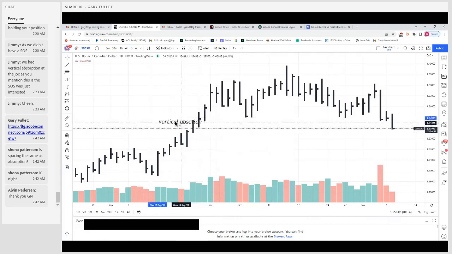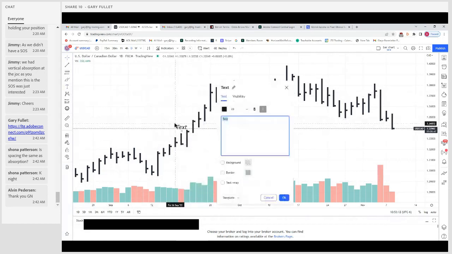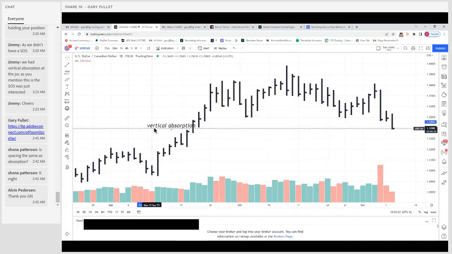It's not spelled correctly, so let's spell that correctly so we don't get beat up for it. We call this vertical absorption in the market. The closes tend to be high end to mid high range, and the market's going up.